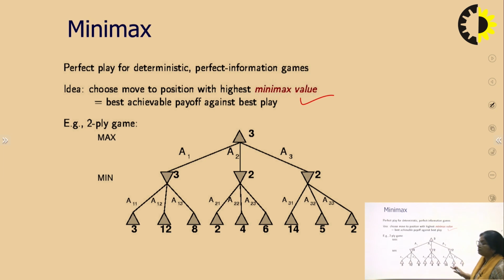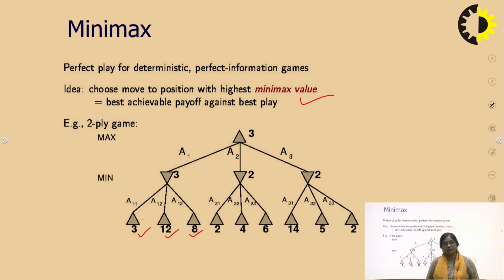How does it work? These are the utility values assigned to all the nodes. We have a 2-ply game in which there are 9 terminal nodes. Now Max has to decide what action will be taken here: action 1, action 2, or action 3? As we saw in the tic-tac-toe partial tree, Max initially has 9 options. The question is which one will be selected from the 9 options. That we are explaining here.